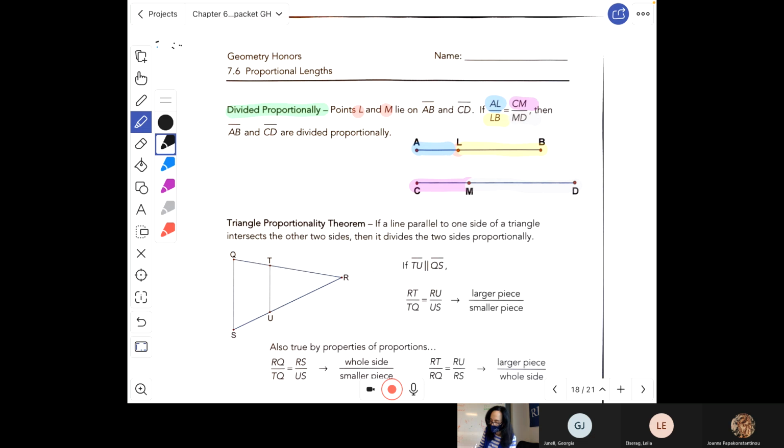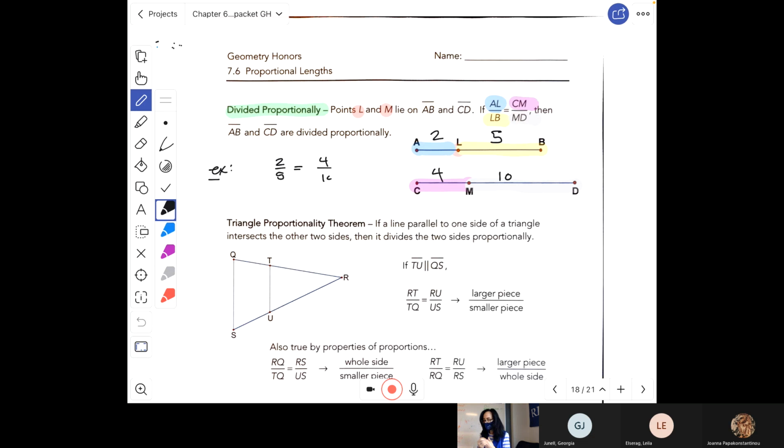So for example, if I said, okay, let this be 2, this be 5, this be 4, this be 10. What is this telling me? This is telling me 2 over 5 should equal 4 over 10. So if I reduce the right-hand side of that proportion, I do in fact get 2/5. Now, is there another way we could have written this? 5 over 2 is 10 over 4, right? So, I mean, I could get the reciprocal as well, but this is true.